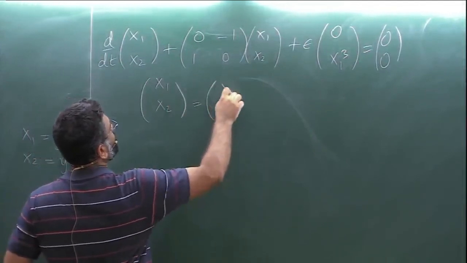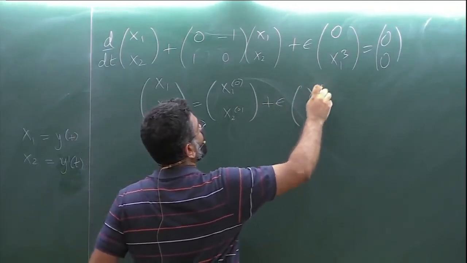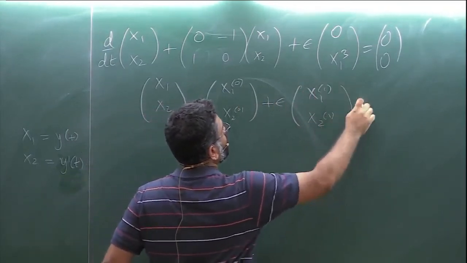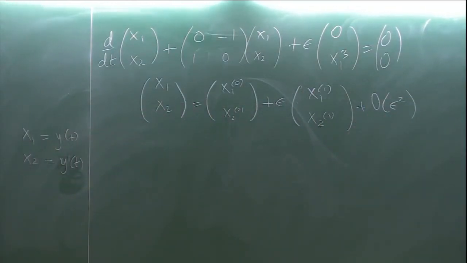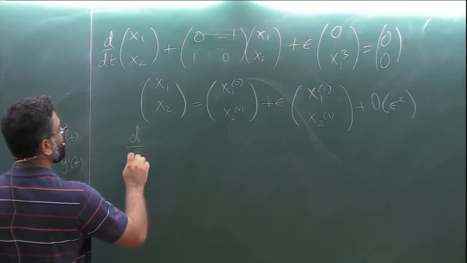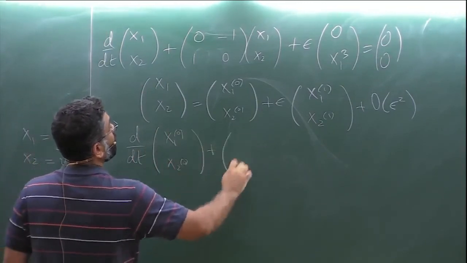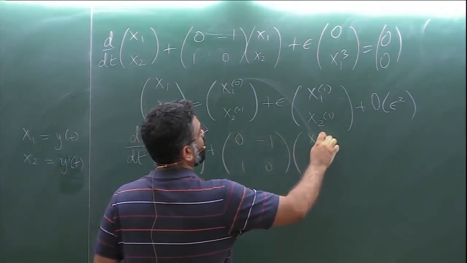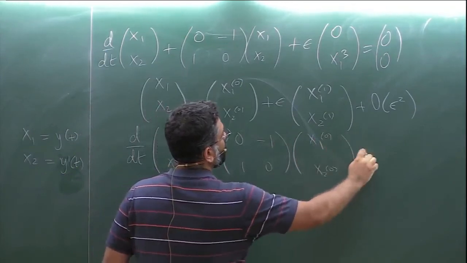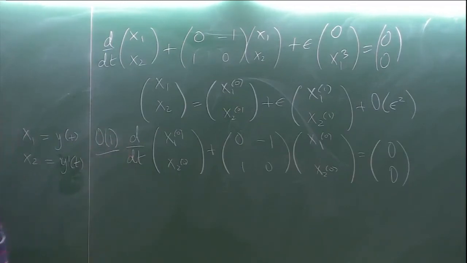And so if we make an expansion, we will get a linear differential equation: x1,0, x2,0 prime equals the matrix 0, 1, minus 1, 0 times x1,0, x2,0. This is order 1, which has solutions. You all know how to find them.